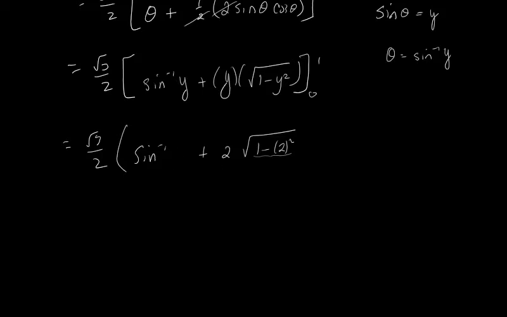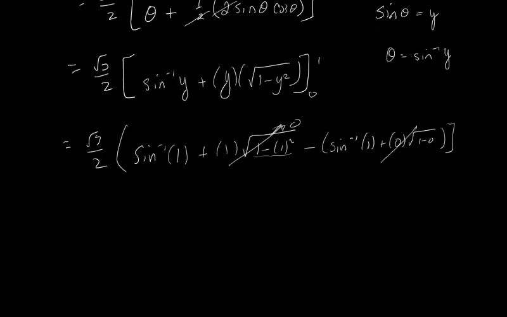So then I will correct all of those entries. So this will be sine inverse of 1 plus 1 times the square root of 1 minus 1 squared. All right. Minus, and now we put in our 0. So that'll be sine inverse of 0 plus 0 times the square root of 1 minus 0. Okay, so let's see here. This goes to 0 because square root of 1 minus 1 is 0. This goes to 0. So all I have left then is root 3 over 2 of sine inverse of 1.